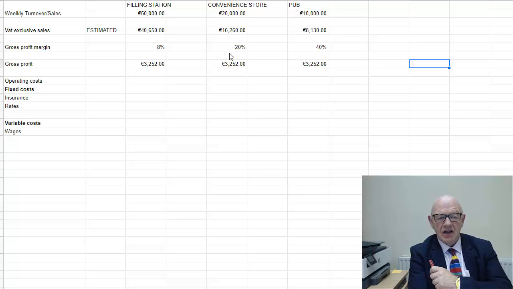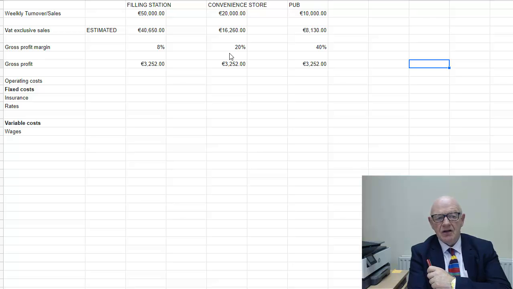but I'm just saying for the sake of this illustration, we're saying 8% for the filling station, 20% for the convenience store and 40% for the pub. These figures are based on my experience and they're not entirely off the scale. They do bear relation to the reality of the situation.